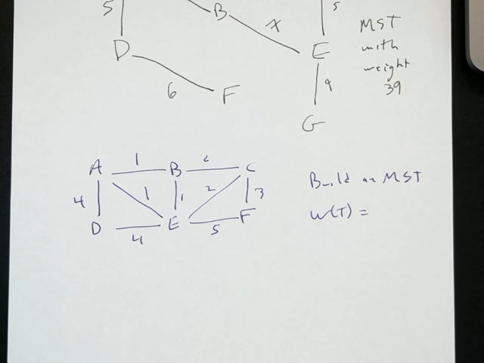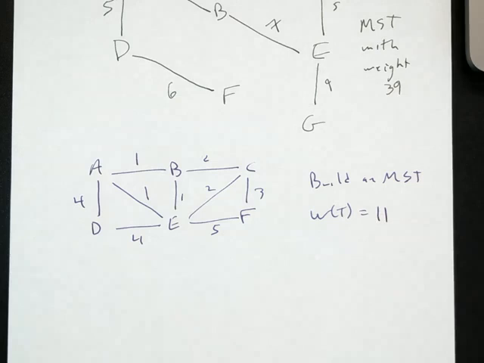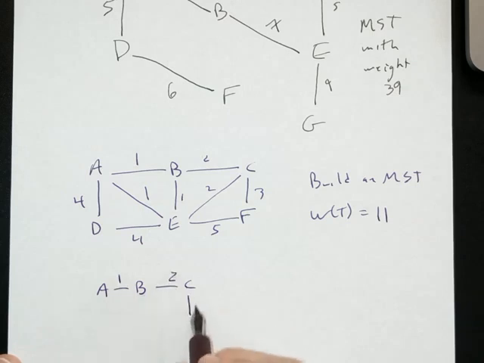And that gives you a weight of? Now read that to me again. A, B, B, C. That turns out to be a path. But that's a valid minimum spanning tree, right?